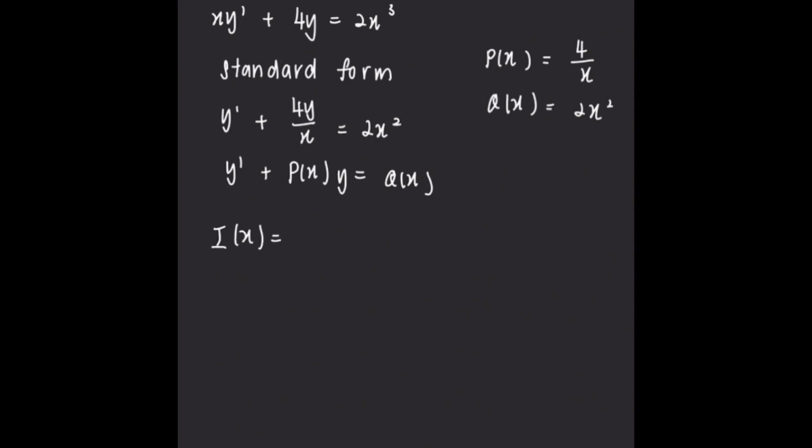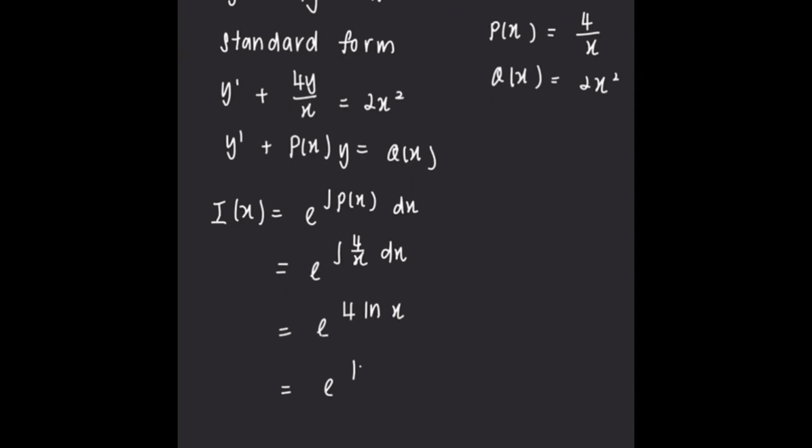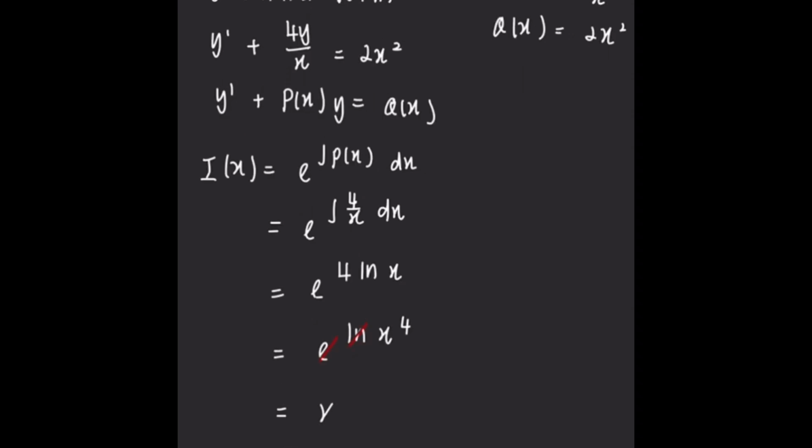Okay, let us find the integrating factor, which is I(x) equal to e to the integral of p(x) dx. So it will become e to the integral of 4 over x dx, which becomes e to the 4 ln x. The 4 can be brought to the back, and it will become e to the ln x to the power of 4, and e and ln cancel out, so the final answer will become x to the 4.